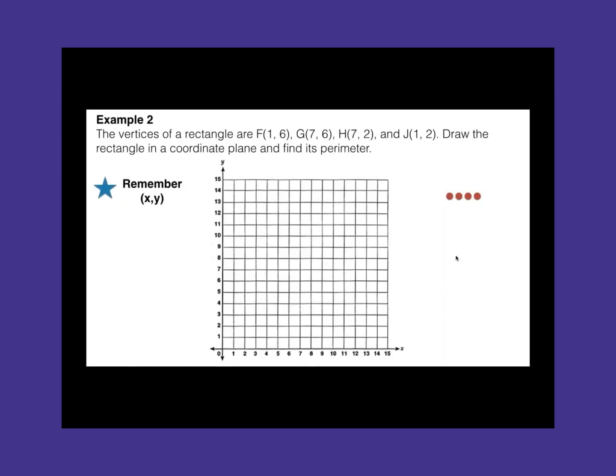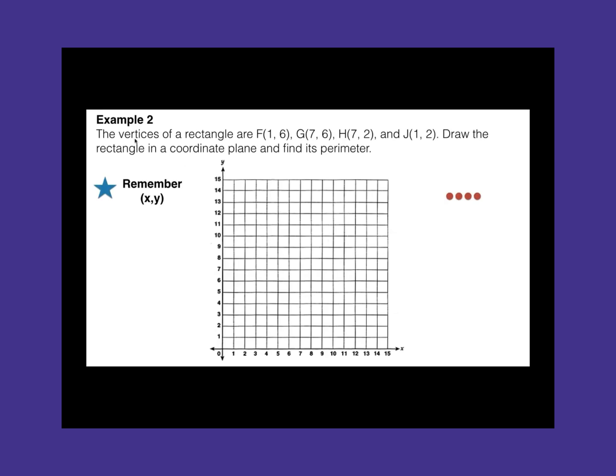Okay, here we go with example 2. So same thing. First thing you're going to want to do is create your coordinate plane. Again, we're only using the first quadrant, and you don't have to go all the way up to 15. If you look at the numbers, I think you go to 10 for each the x and y axis. That would be plenty.